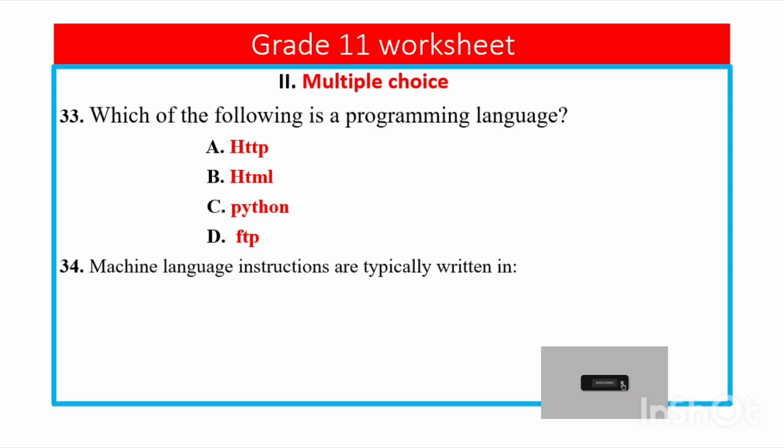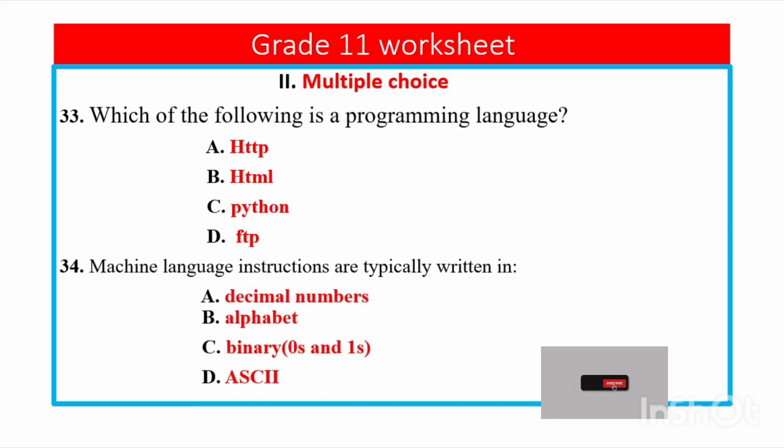34. Machine language instructions are typically written in: A. decimal numbers, B. alphabets, C. binary, zeros or ones, D. ASCII.